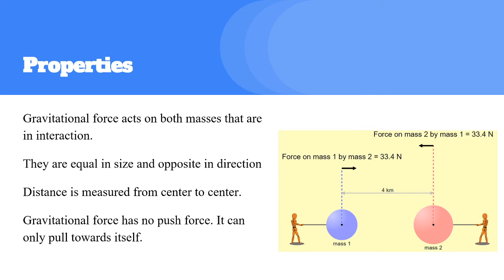Alright, what are the properties of gravitational force? Gravitational force acts on both of the masses that are interacting. So if we have a mass 1 and a mass 2, you have force on both of them, and they are equal in size. So we're talking about Newton's third law over here. And distance is measured from their centers, not from their surfaces. And gravitational force has no push force. It can only pull towards itself.